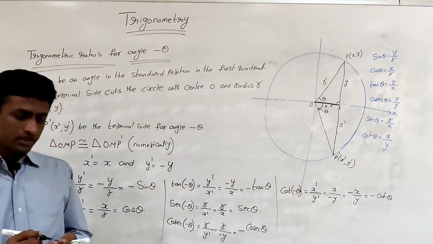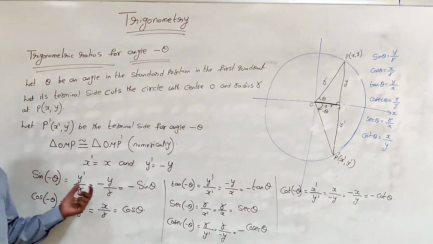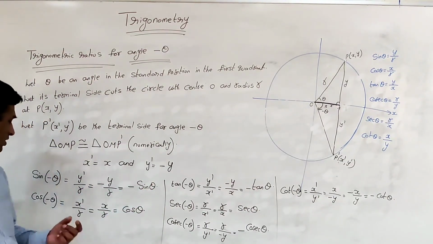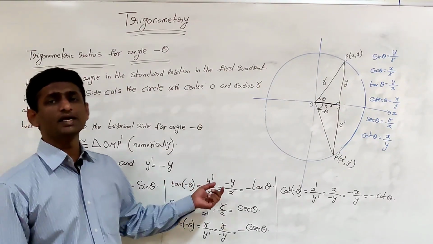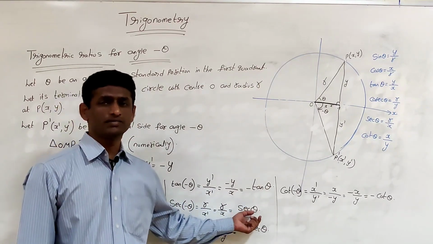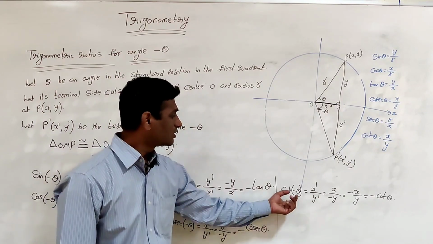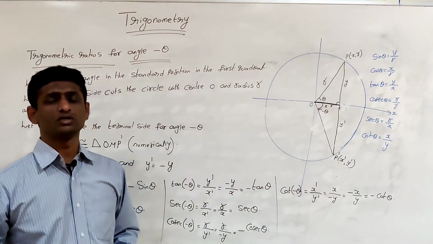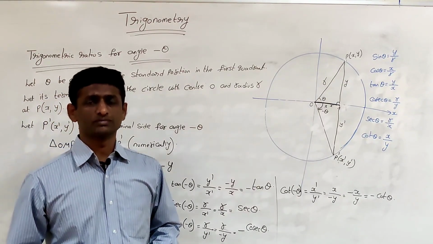So these are the trigonometric ratios for minus theta. Sine of minus theta is minus sine theta. Cos of minus theta is cos theta. Tan of minus theta is minus tan theta. Secant of minus theta is secant theta. Cosecant of minus theta is minus cosecant theta, and cot of minus theta is minus cot theta. So these are the trigonometric ratios.